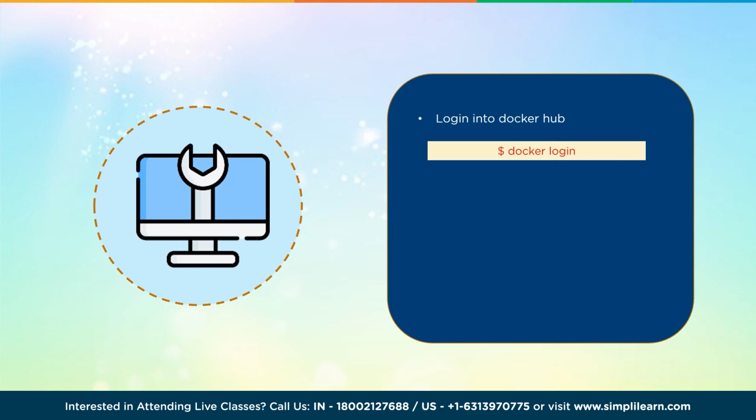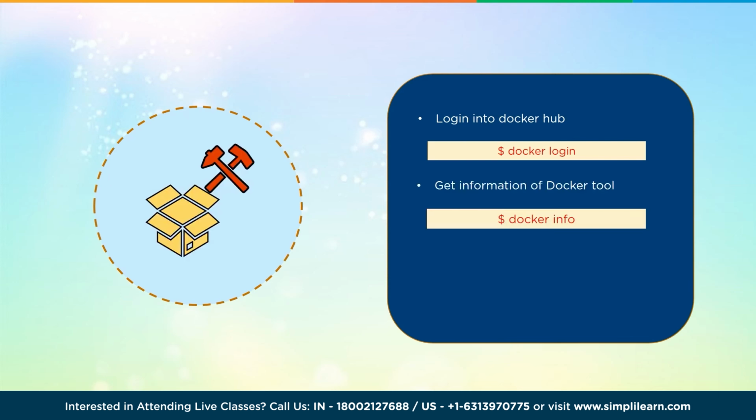Once the credentials are set up, you can say that the configuration is done, and we can go ahead and perform the execution. So Docker login is the command where you can give the credentials. Docker info is the command using which you can get the information about the Docker tool. So whatever Docker info has available, you can get it over here in the case of Docker info.